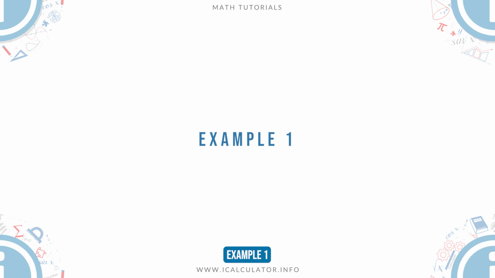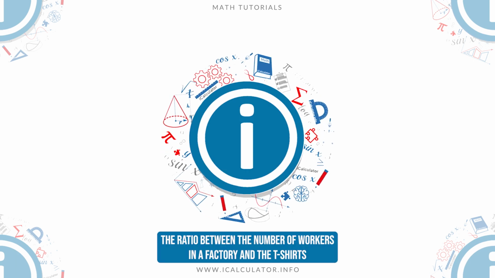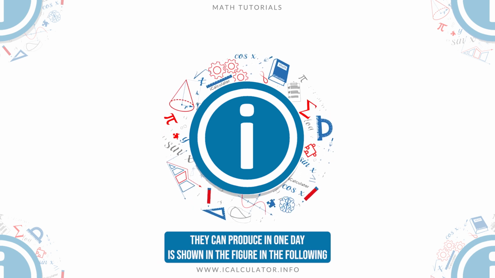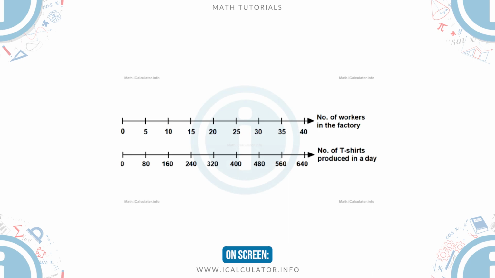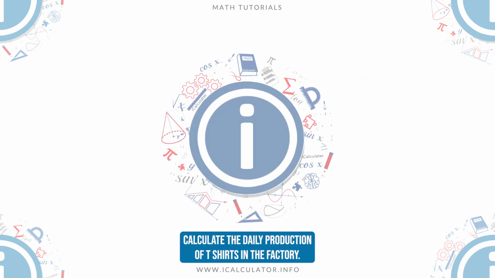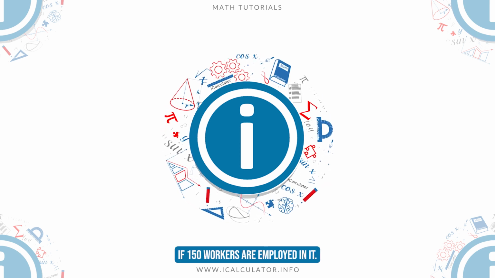Example 1. The ratio between the number of workers in a factory and the t-shirts they can produce in one day is shown in the figure on screen. Calculate the daily production of t-shirts in the factory if 150 workers are employed in it.